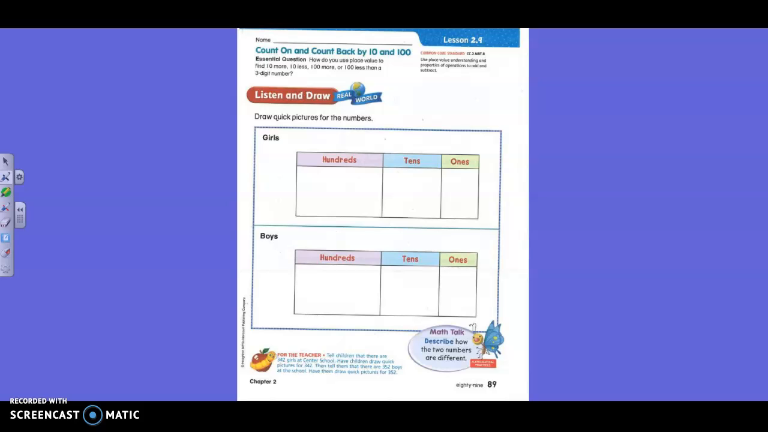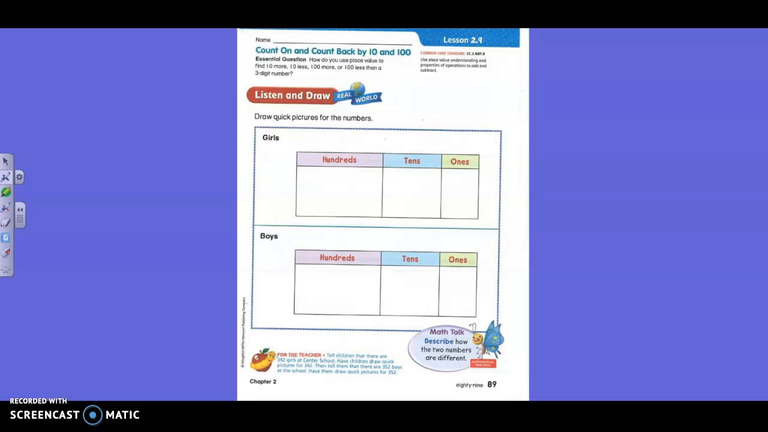Okay, today you are going to identify 10 more, 10 less, 100 more, or 100 less of a given number. Okay? Before we start doing that, though, we're going to do some extra practice to remind us of what we did last week, okay?